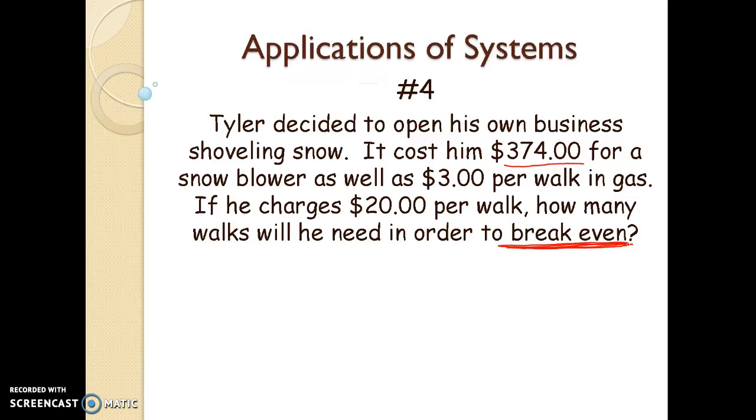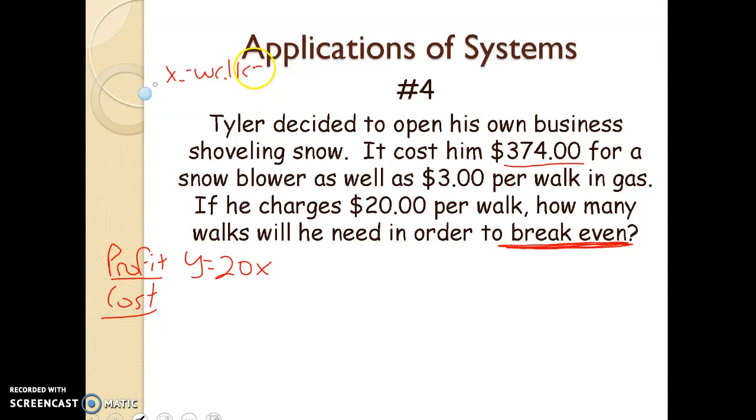With this problem, we can write an equation for his profit, and we can write an equation for his cost. So let's start with the one for his profit. We know that he gets $20 every time he shovels somebody's walk. So X represents the number of walks that he shovels, and Y is going to be money. In this case, the Y represents his profit.